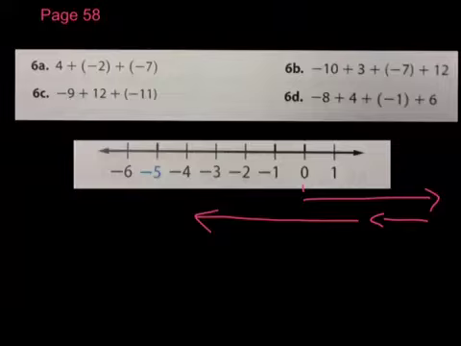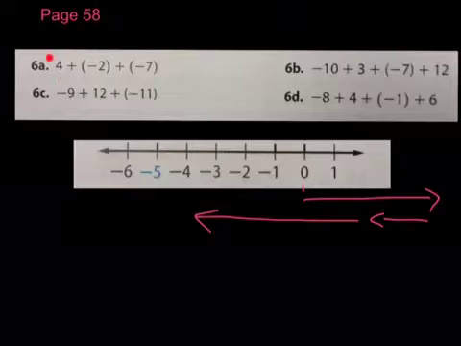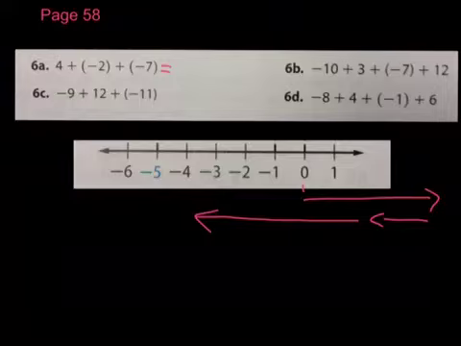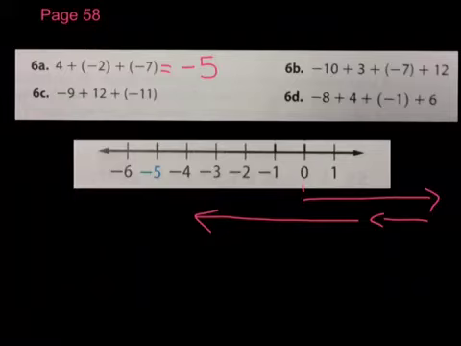I have $4. You see there, I have $4. Then I subtract 2, I spent 2. Great, I still have $2 left, don't I? But then I spend another 7 with my 2 left. So that means I have to use from my credit card. So I owe my credit card $5. I have a negative balance of $5. Okay, let's try 6B.